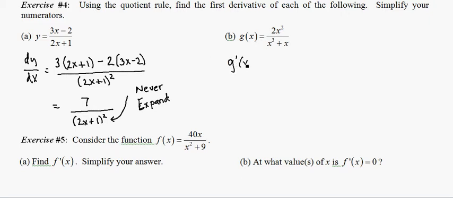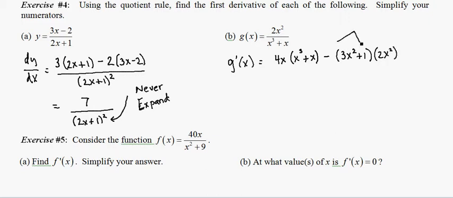G prime of x. We'll take the derivative of the numerator. Always the derivative of the top first. That's just 4x. I'm going to try to be careful in this problem because I've got these binomials going on. I want to be careful about my use of parentheses. So the derivative of the top times the bottom, minus now the derivative of the bottom, 3x squared plus 1, times the top, 2x squared.